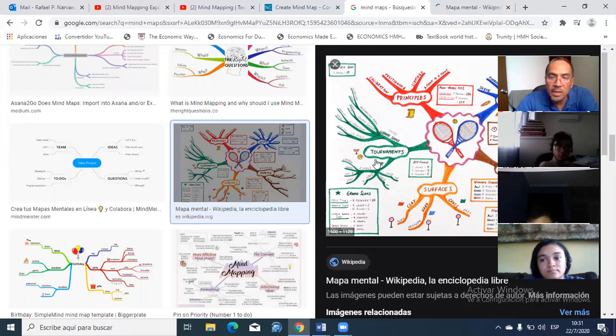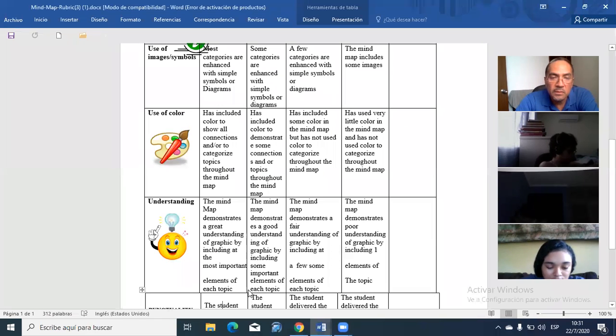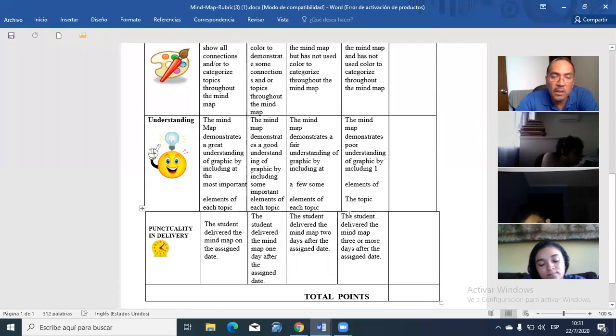Pictures make your mind maps more appealing to the eyes when you see them. Got it, guys? Let's go back to this one. Now the other aspect I'm going to evaluate, the last one, is punctuality in delivery, of course. And the last one, the mind map demonstrates a great understanding of the graphic by including the most important element of each topic.